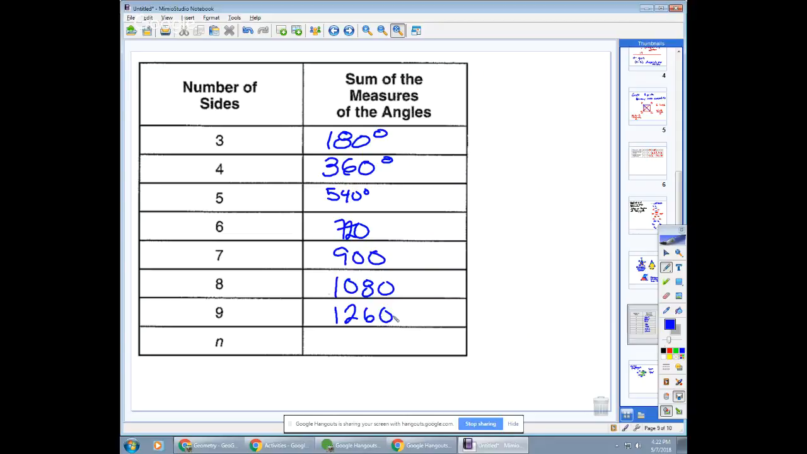Okay. So the trick here is, do we have a pattern to the numbers here as we go from 3 sides to 4 sides to 5 to 6? So can somebody tell me anything about this pattern here? Yeah, each time we add a side, we get 180 degrees more.